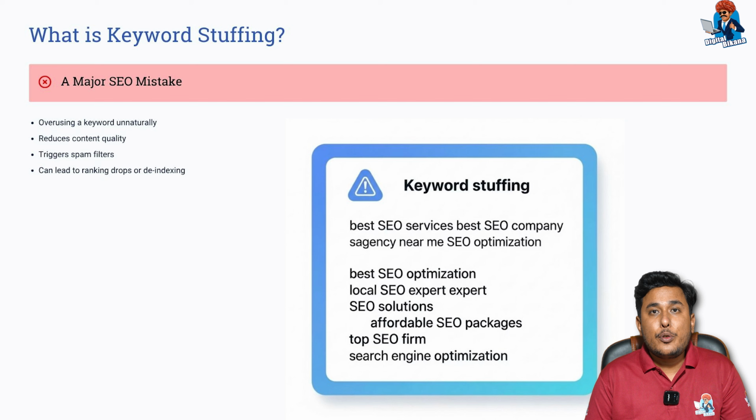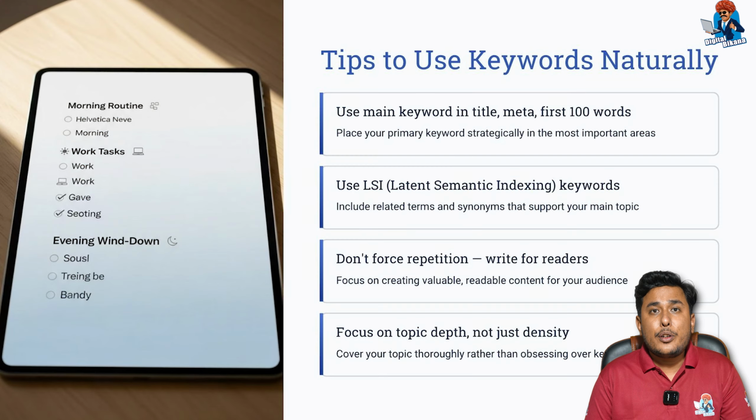Keyword stuffing is when you overuse the target keyword unnaturally just to rank. This not only hurts your readability, but also violates Google's guidelines, which may result in lower rankings or even penalties. Instead of stuffing, aim for semantic SEO.